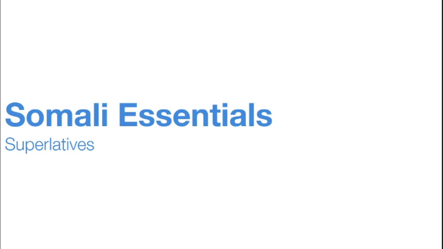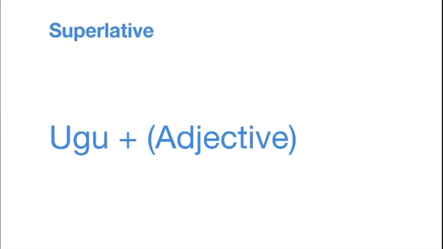Today we're going to be learning about superlatives. These are words such as biggest, tallest, fastest, etc. Without further ado, let's jump right in. To make a superlative, you need to have two things. One is ugu, and that is the superlative preposition, as well as an adjective that follows.